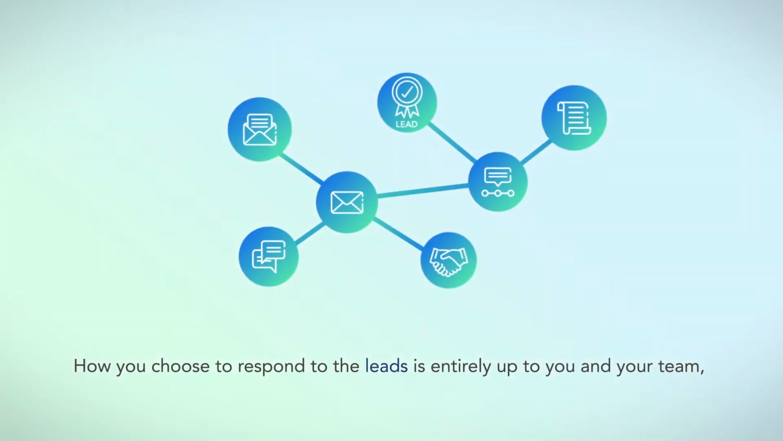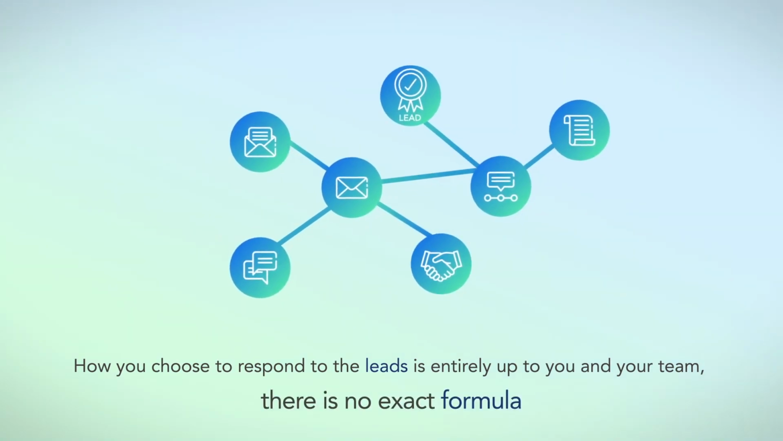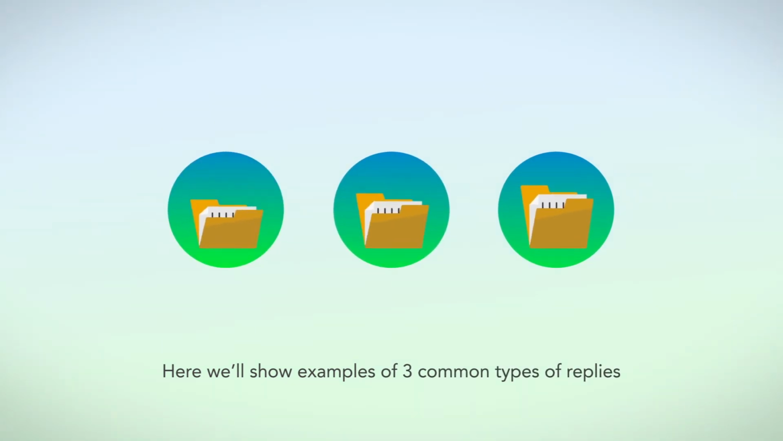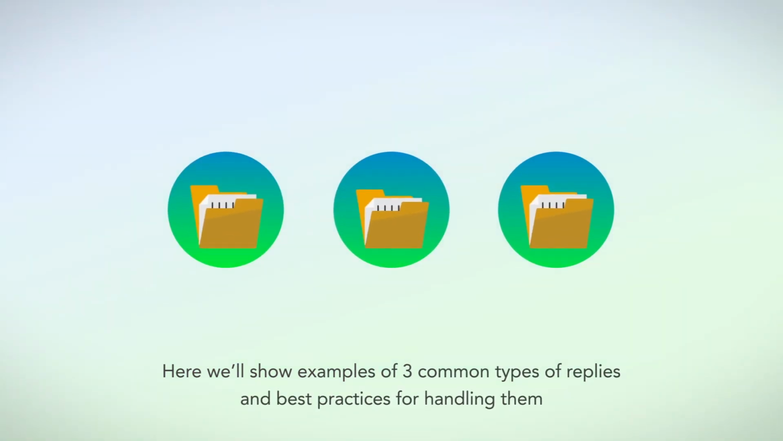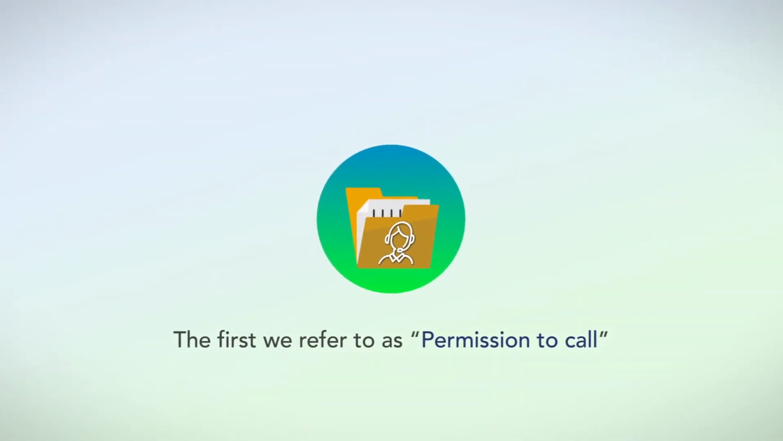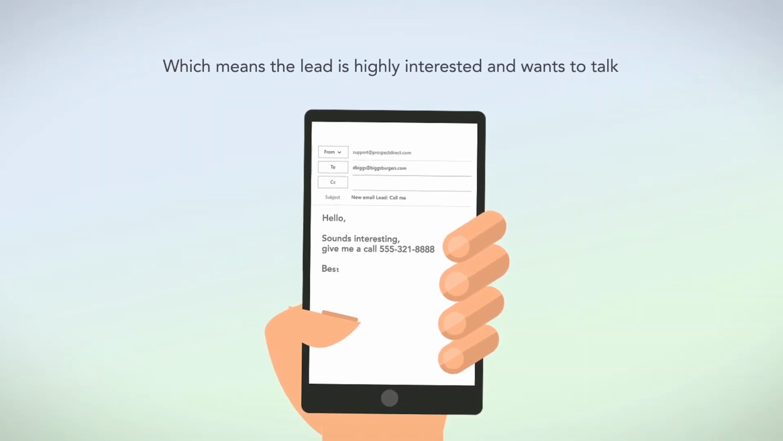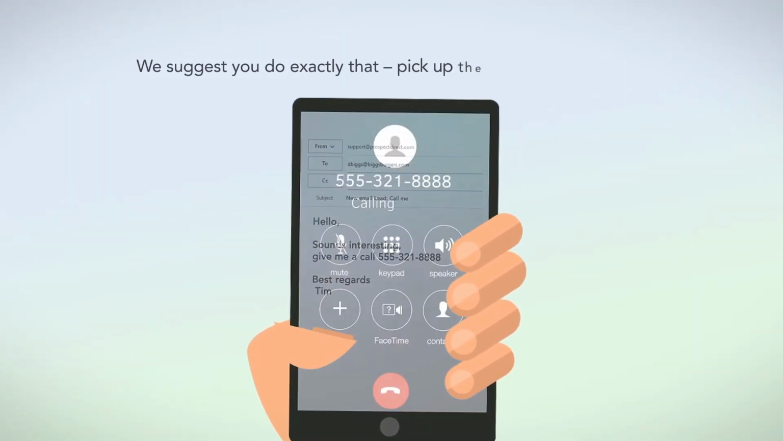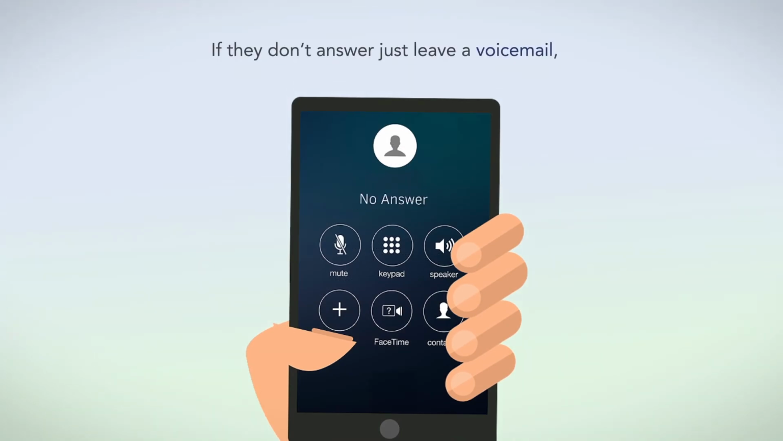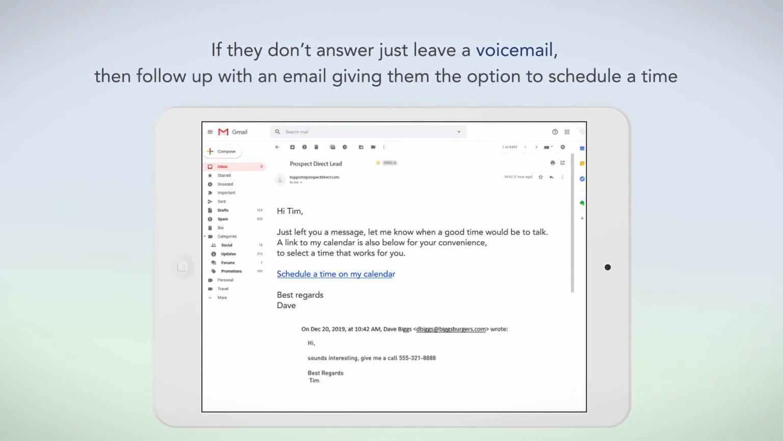How you choose to respond to the leads is entirely up to you and your team. There is no exact formula. Here, we'll show examples of three common types of replies and best practices for handling them. The first we refer to as permission to call, which means the lead is highly interested and wants to talk. We suggest you do exactly that. Pick up the phone and call them. If they don't answer, just leave a voicemail. Then follow up with an email giving them the option to schedule a time.